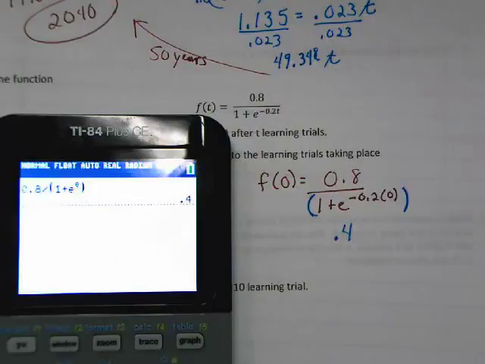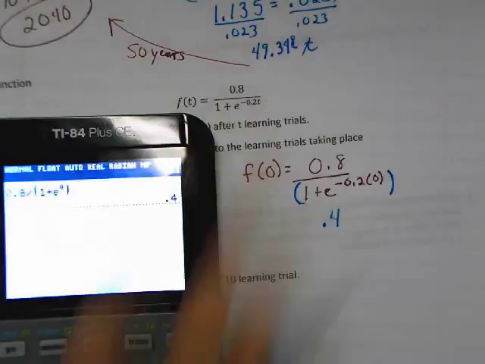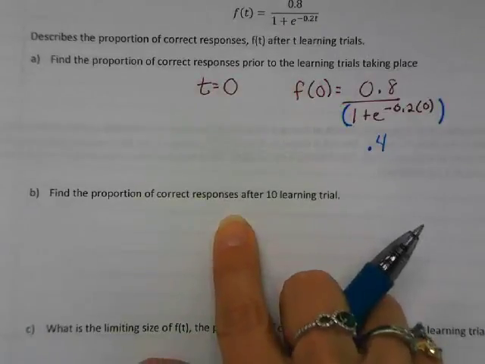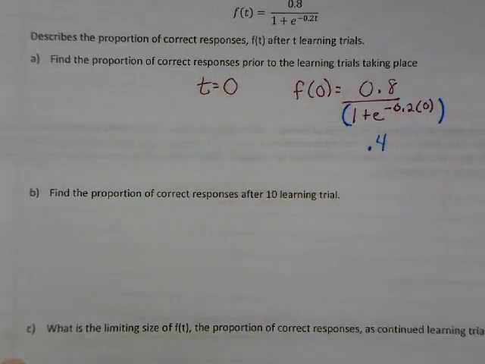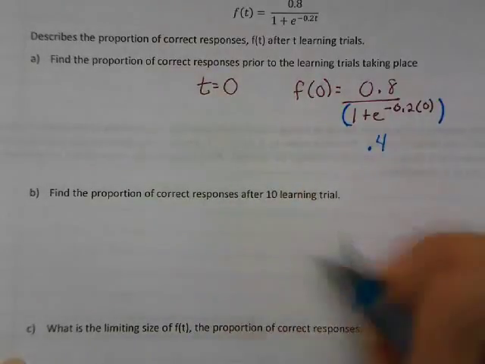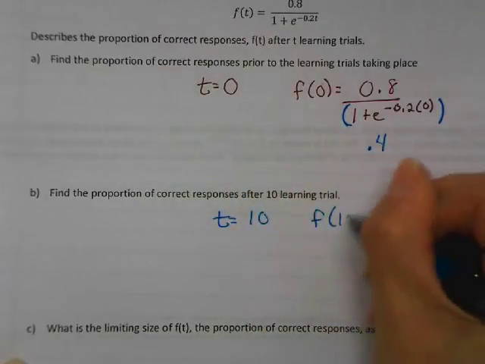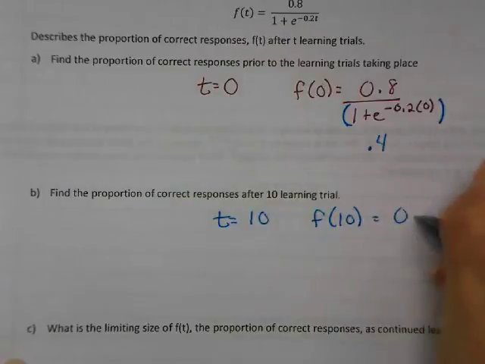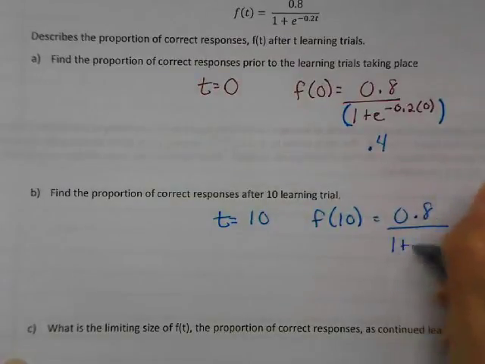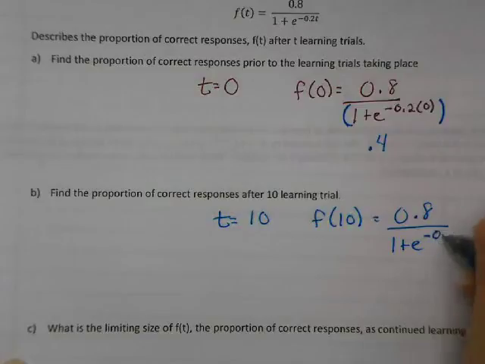Okay? Alright, the next one says, what happens after 10 learning trials? So you've put them in and they've done the same thing 10 times. So this time my t is 10. So I'm going to do f of 10. So anywhere again I have a t, this time I'm going to put in 10. Now, a couple of things to note before you grab your calculators. This needs to be in parentheses in the exponent, and the denominator needs to be in parentheses.